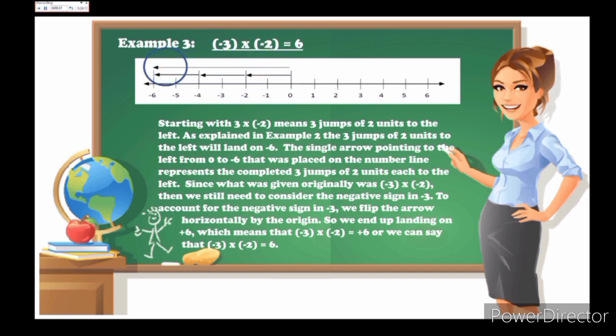What was given originally was negative 3 times negative 2. Then, we still need to consider the negative sign in negative 3. To account for the negative sign in negative 3, we flip the arrow horizontally about the origin. So, we end up landing on positive 6, which means that negative 3 times negative 2 is equal to positive 6. Or we can say that negative 3 times negative 2 is equal to 6.